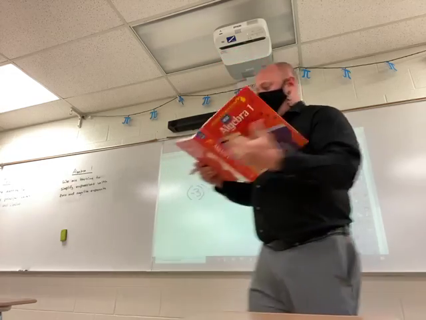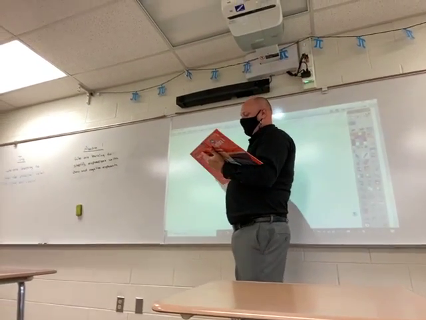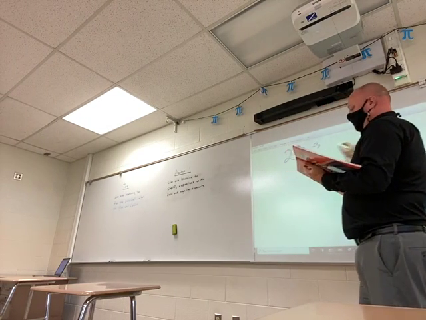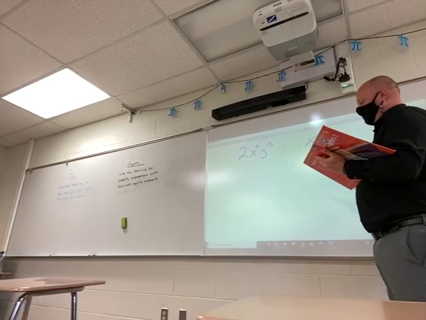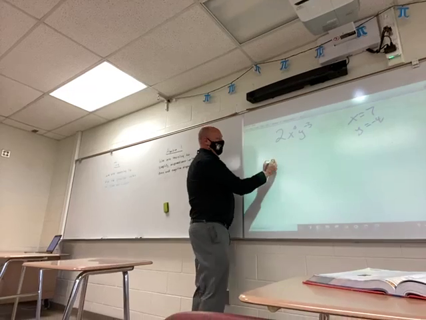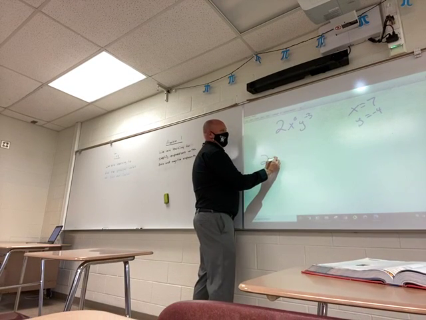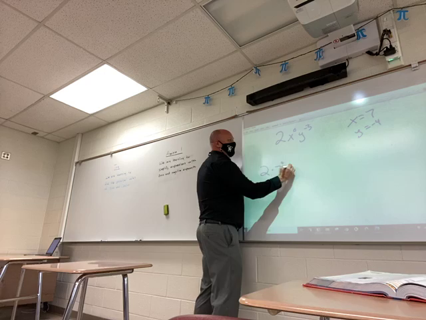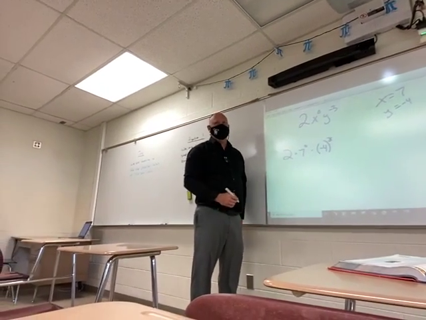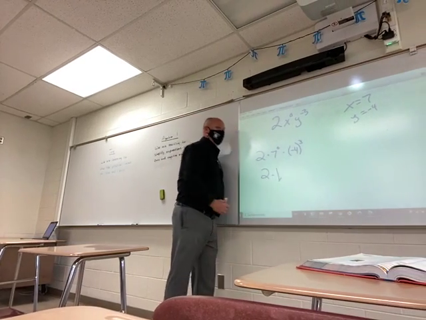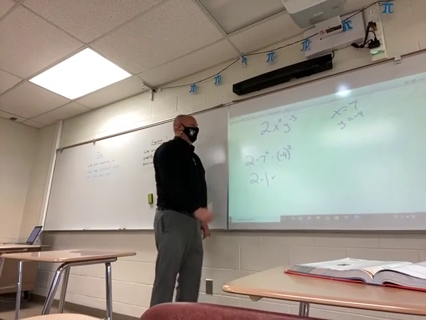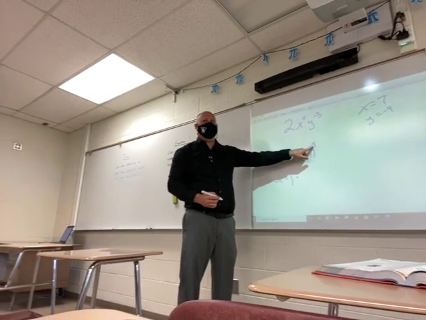Okay, let's try 15. 15 says we've got 2x to the 0, y to the negative 3, x is supposed to equal 7, y is supposed to equal negative 4. So, plug it in. We've got to do 2 times 7 to the 0 times negative 4 to the 3rd. What's 7 to the 0? So that's 2 times 1, which is just going to disappear here, times, what do I do with the negative exponent here?